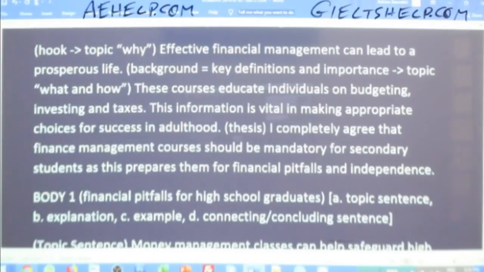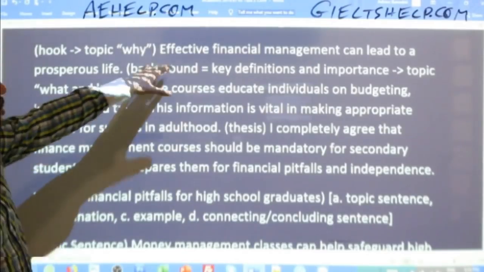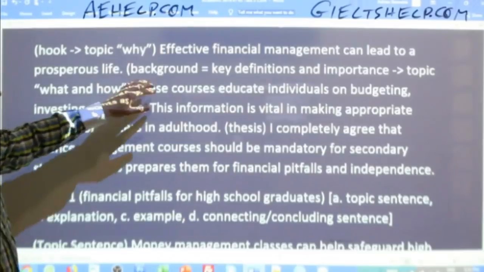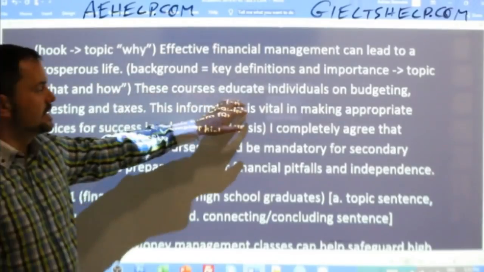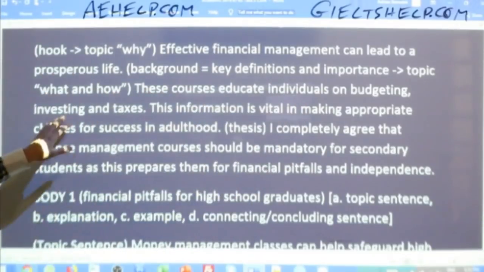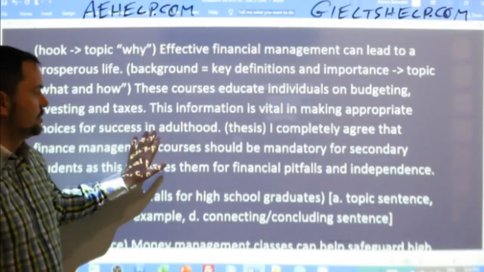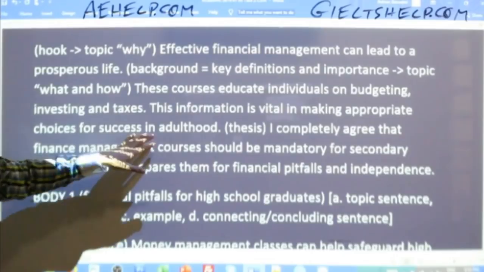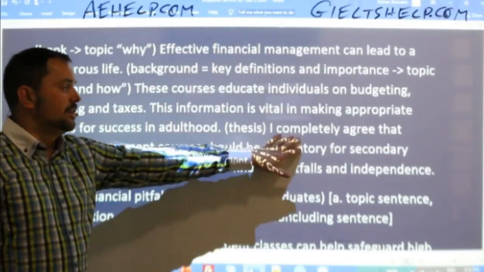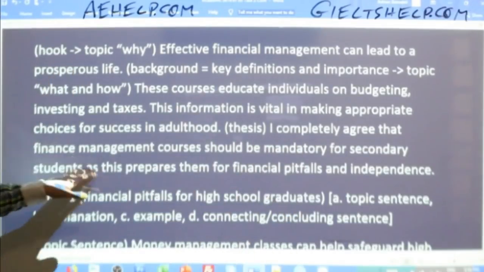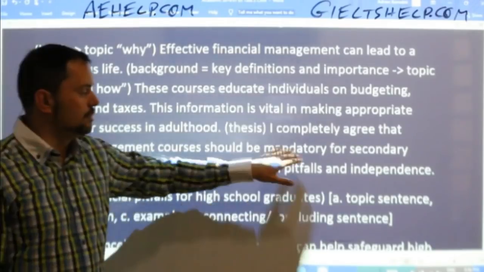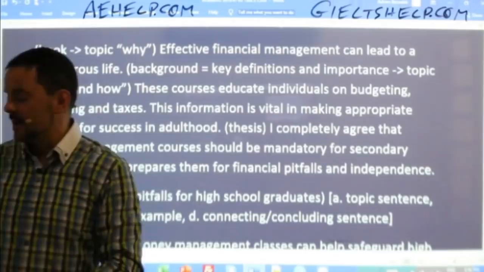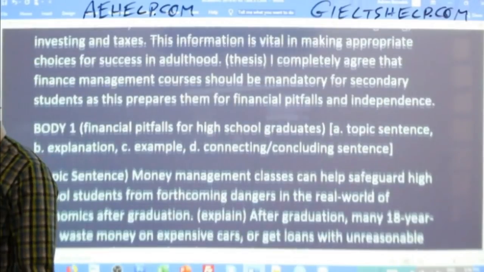All right, let's read this essay. Effective financial management can lead to a prosperous life. These courses educate individuals on budgeting, investing, and taxes. This information is vital in making appropriate choices for success in adulthood. Therefore, I completely agree that finance management courses should be mandatory for secondary students, as this prepares them for financial pitfalls and independence.